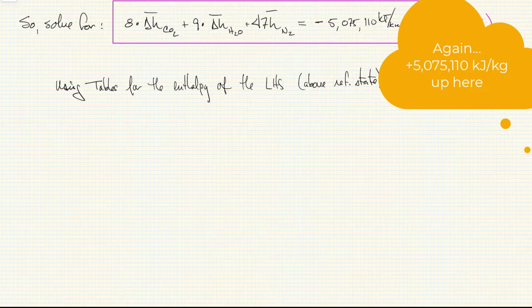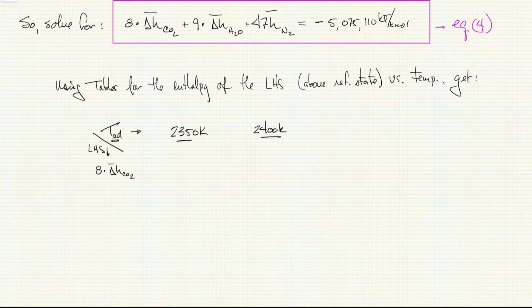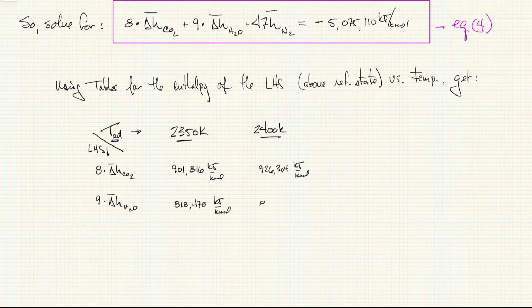It's plus 5 million on the right-hand side here. And now we're going to be looking at the change in enthalpy for these three species, the CO2, the H2O, and the N2, multiplying that change in enthalpy by the stoichiometric coefficient, 8, 9, and 47 respectively. And here I've looked it up. Actually, I got it right out of the book for 2350 Kelvin and 2400 Kelvin. And that gives us these enthalpies respectively for all three different species.